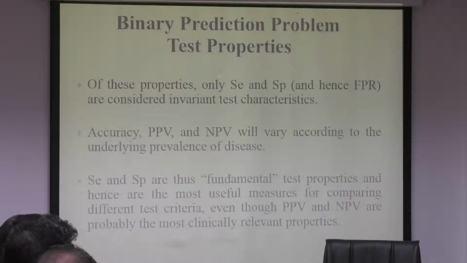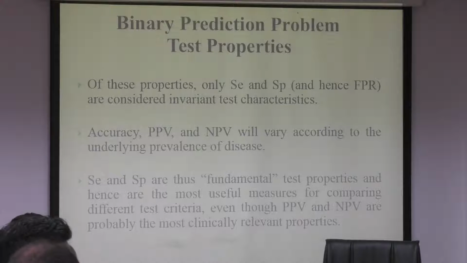Now, binary prediction problem, test properties. Of those properties, only sensitivity and specificity, and eventually the false positive, which is 1 minus specificity, are considered invariant test characteristics, right? So these are characteristics of the test. Accuracy, PPV and NPV will vary according to the underlying prevalence of the disease. So you might have different positive predictive value and negative predictive value based on the prevalence.